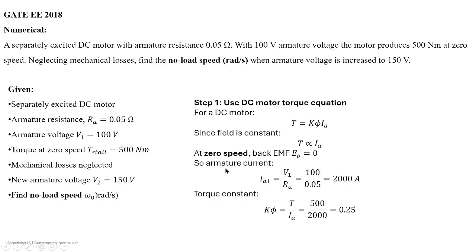And so armature current Ia1 is equal to V1 by Ra. So normal Ohm's law, if you apply Ohm's law, V is equal to Ia Ra. So Ia1 is equal to V1 by Ra. So Ia1 is equal to 2000 ampere. And torque is equal to K phi Ia, this formula. If you apply this formula in this equation, then we have to find that K phi is equal to 500. Torque is given as 500 and Ia is also given as 2000 ampere. So K phi is equal to 0.25.